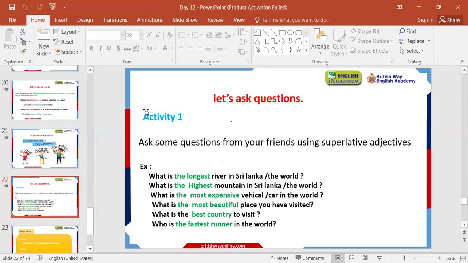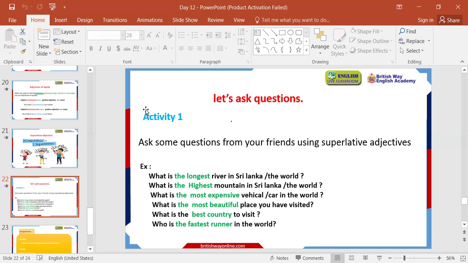What is the most expensive car in the world? The Rolls-Royce Boat Tail is the most expensive car in the world. What is the most beautiful place you have visited? LA is the most beautiful place I have visited. What is the best country to visit? Japan is the best country to visit.